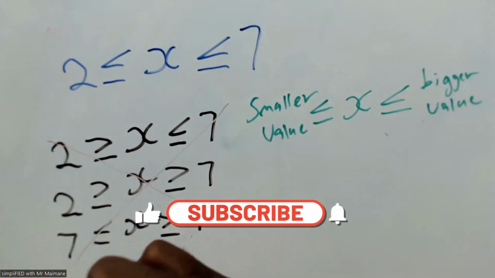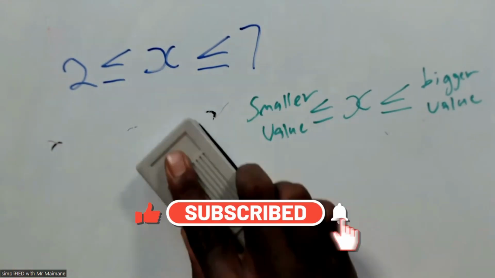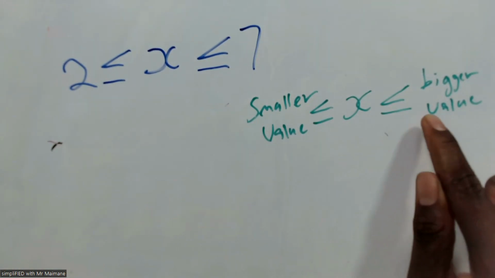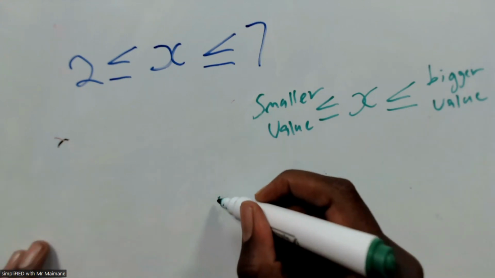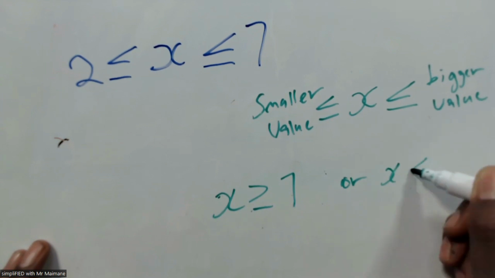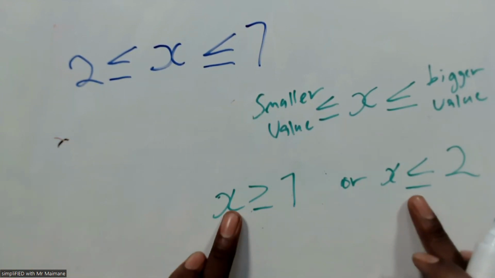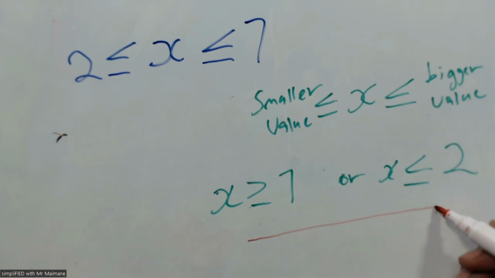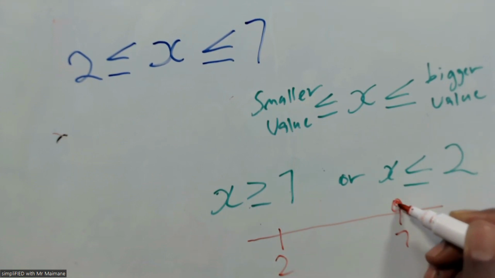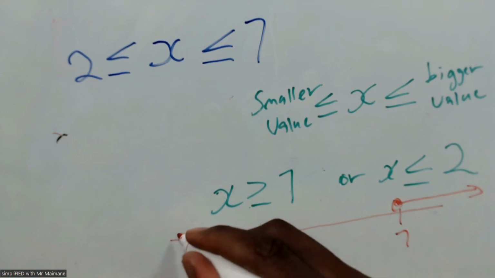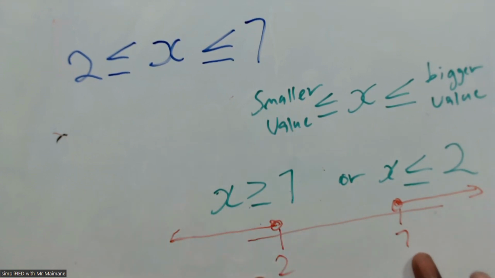You either have x between two values, with the bigger value this side and the smaller value this side. Otherwise, you may get a case where x is greater than or equal to 7, or x is less than or equal to 2, if they are not in between. And on a number line, this may look something like this, 7, 2. So it's either x is greater than or equal to 7, going that way, or x is less than or equal to 2. So these are the two cases you may have.